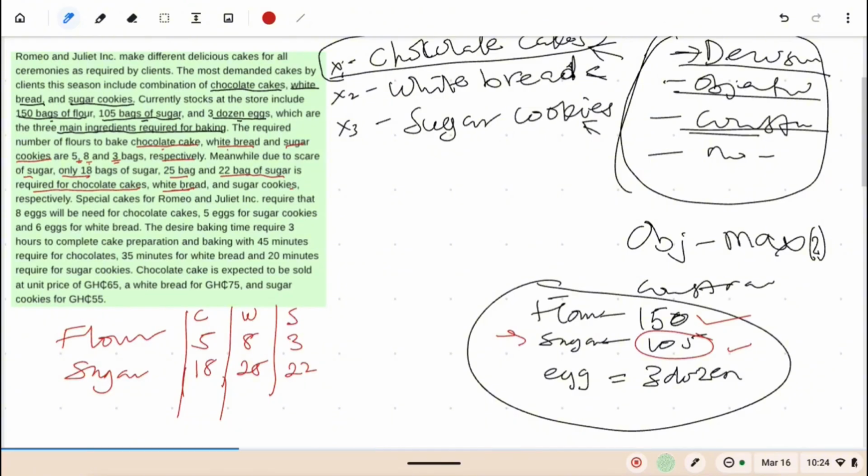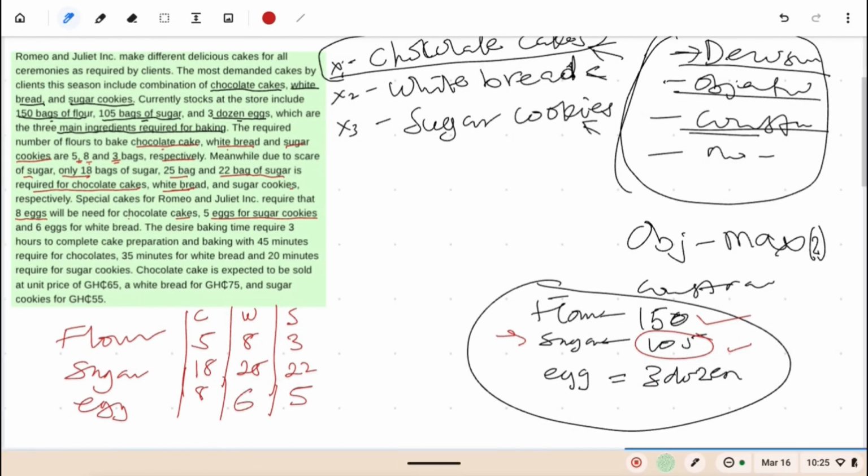They went further and said special cake for Romeo and Juliet Corporation requires that 8x will be needed for chocolate. So let's write egg here, and then we said chocolate 8. So they needed 8 for chocolate, and then 5x for sugar cookies. So these are sugar cookies, so they use 5x, and then 6x for white bread.